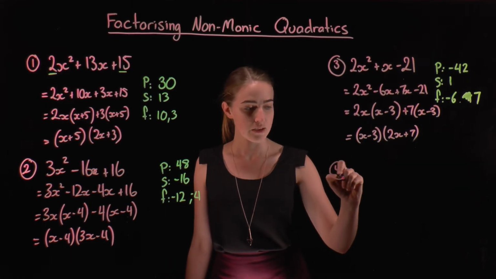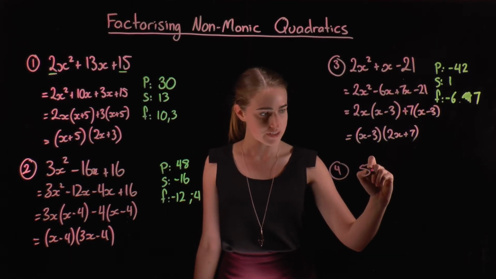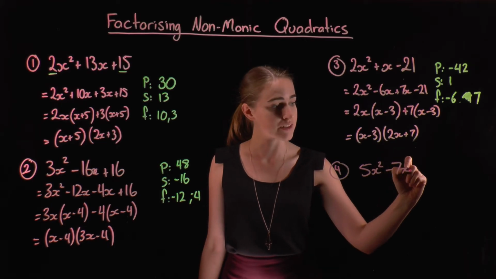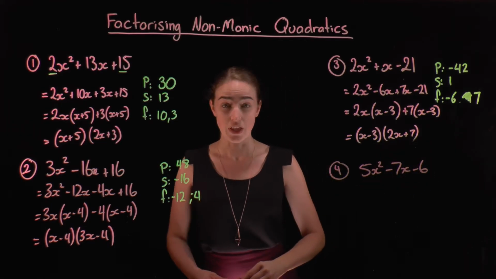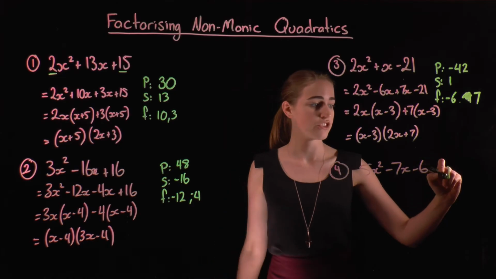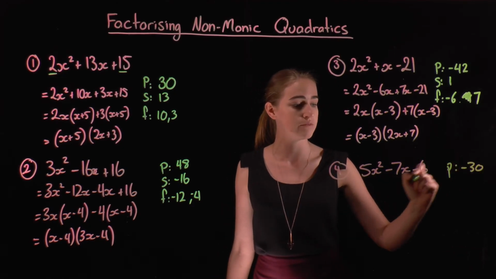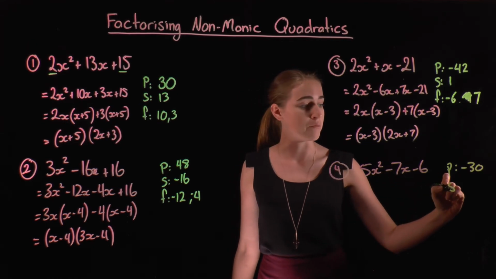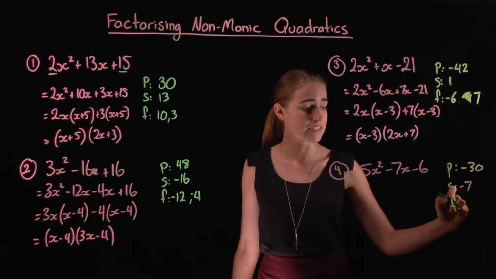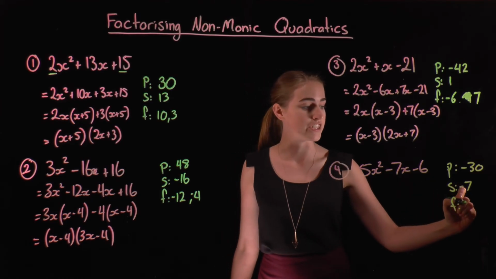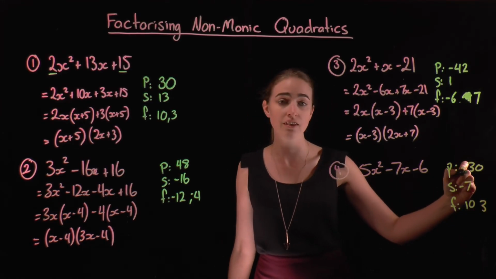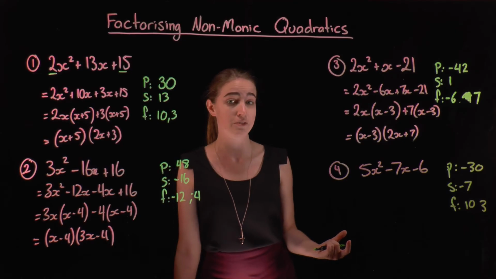All right, so our fourth example, we're going to have 5x squared minus 7x minus 6. So again, starting off with PSF. So our product in this one would be our 5 times our minus 6 will give us a minus 30. Our sum will be our minus 7. And our factors in this one are going to have to be 10 and 3 would give us our 30. But because it's a minus 30, one of them is going to have to be negative.